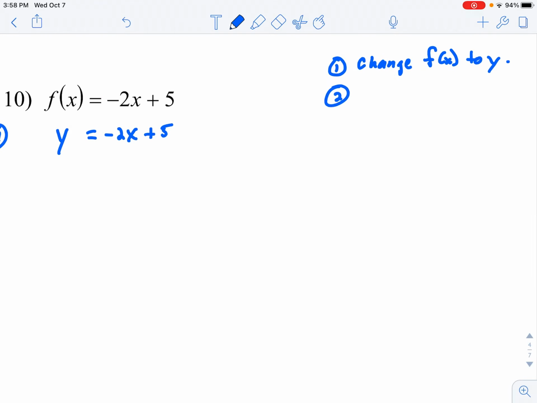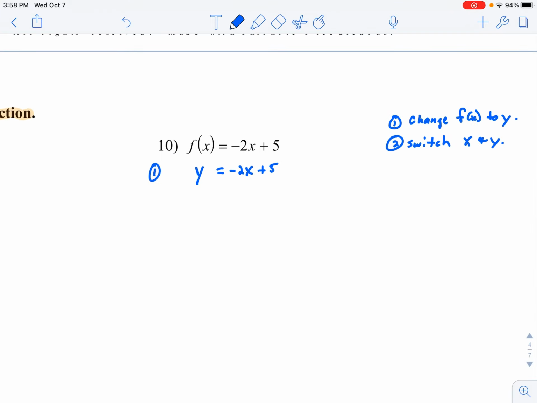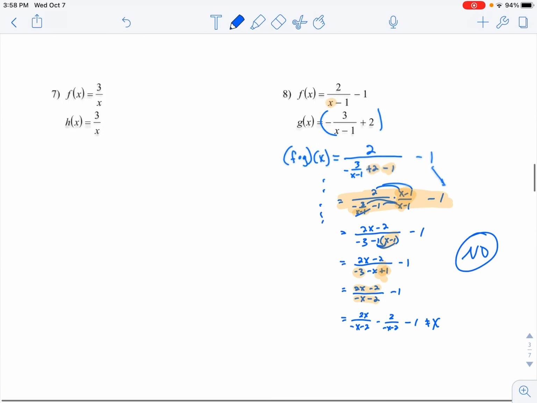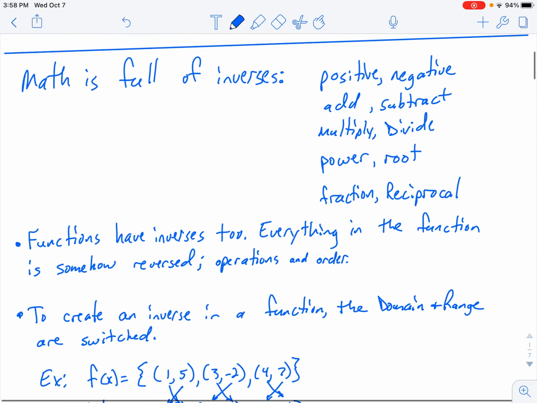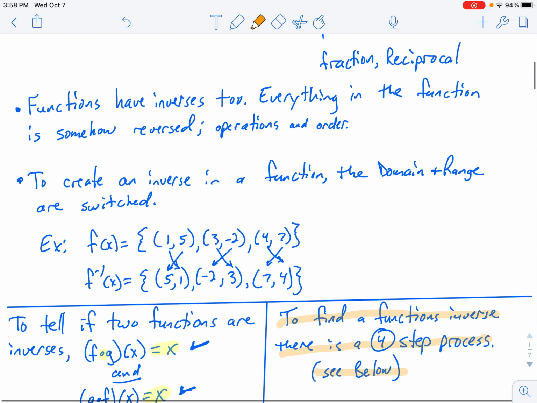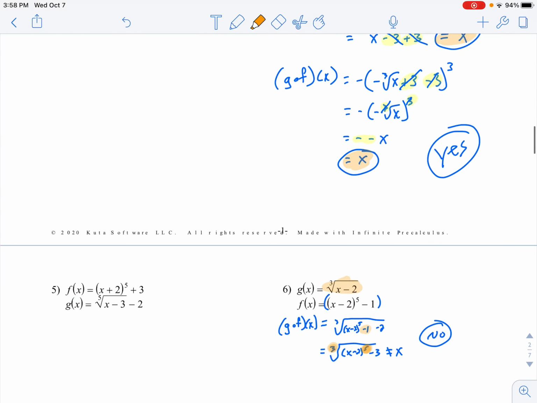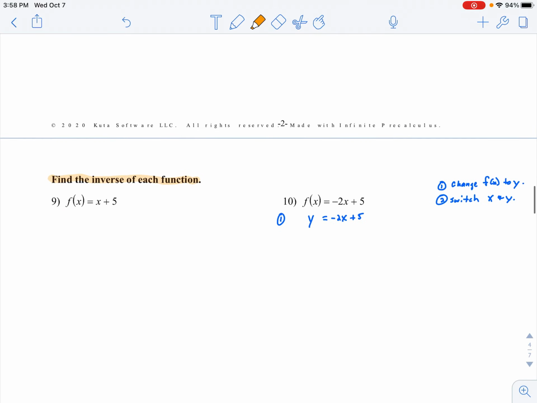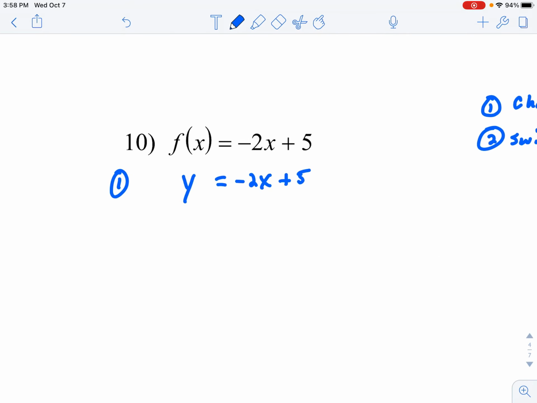Step 2, switch x and y around. So this goes back up to when I explained the very definition of functions. Functions is what happens when the domain and range, meaning x and y, are switched. So we actually physically switch the x and y variable around. So step 2, x equals negative 2y plus 5.